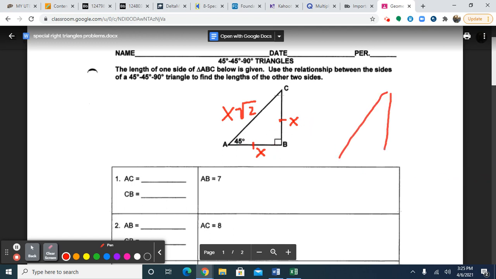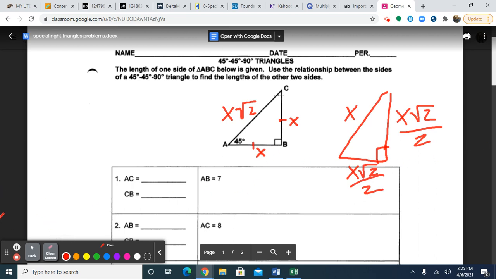Now, if they were to give you the hypotenuse, the longer side, what you would need to do is divide it by 2 and put a square root of 2 next to it. And that's how we would find it.